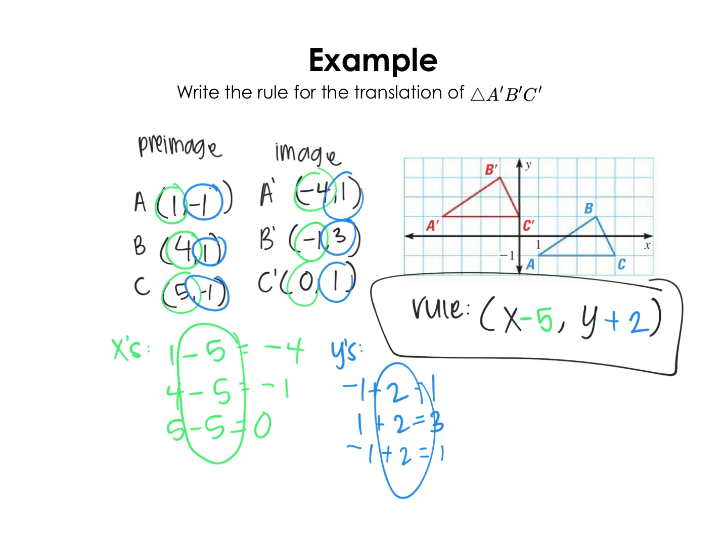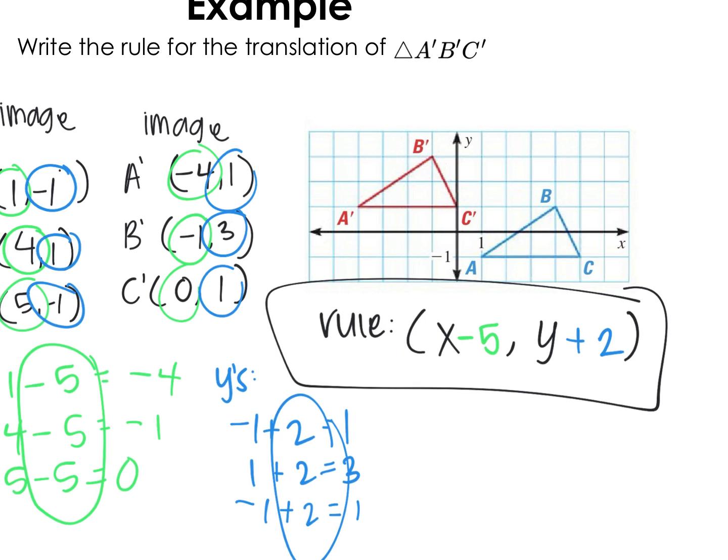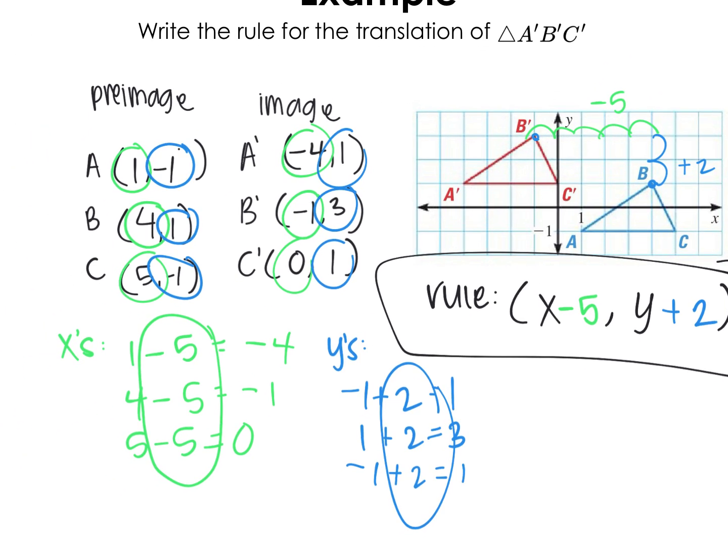Now I'm sure you're like, hey, Miss She, can't we just count it? You could. We could. I just want you to see how that rule is formed. But if you're given the image, you can also count it. So what we can do is go on our graph and say, is it true that from B to B prime, we're going up 1, 2, or plus 2? And then we're going to the left 1, 2, 3, 4, 5, or -5. And you can verify that for all of your points as well.